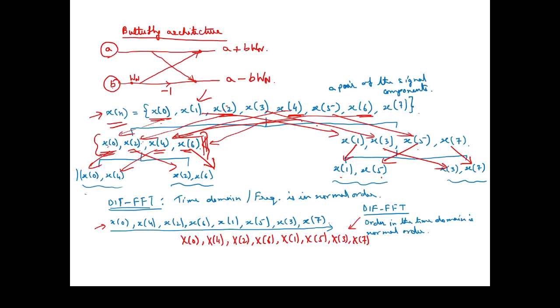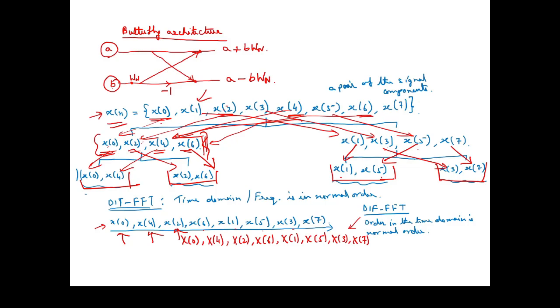So suppose I have given a signal which is having 16 components. So what you have to do? You have to repeat this process till at the end we get a pair of numbers at the end terminal or the end node. Okay. So once you get this, now this sequence x0, x4, x2, x6, x1, x5, x3, x7, this is called the DIT order, decimation in time order.